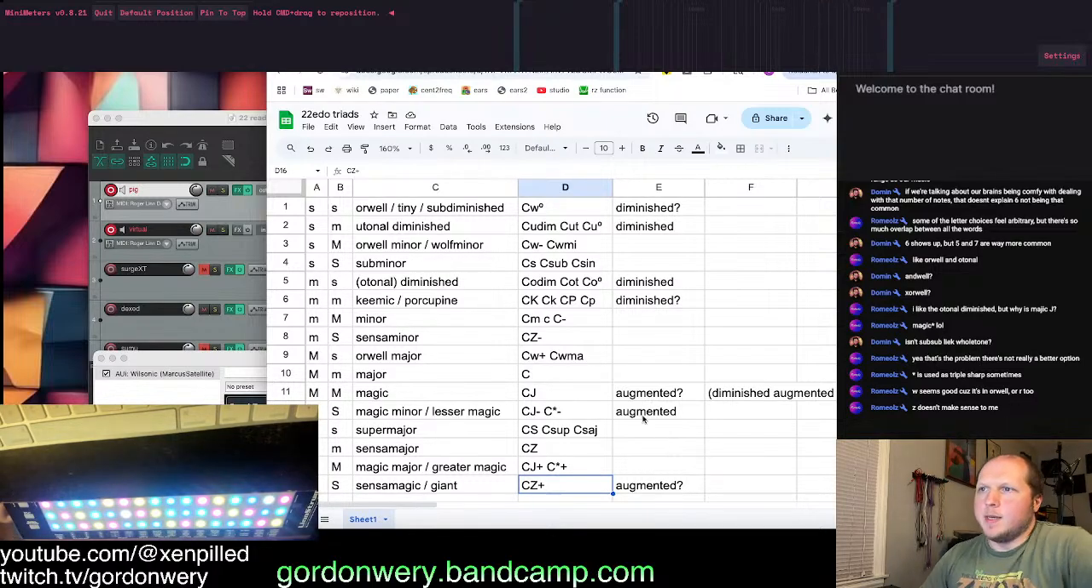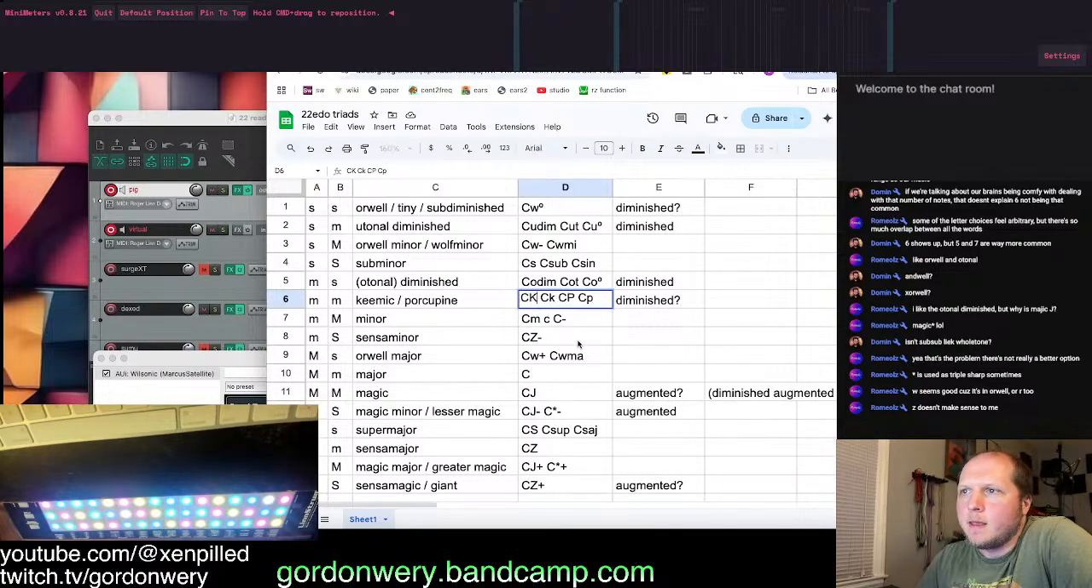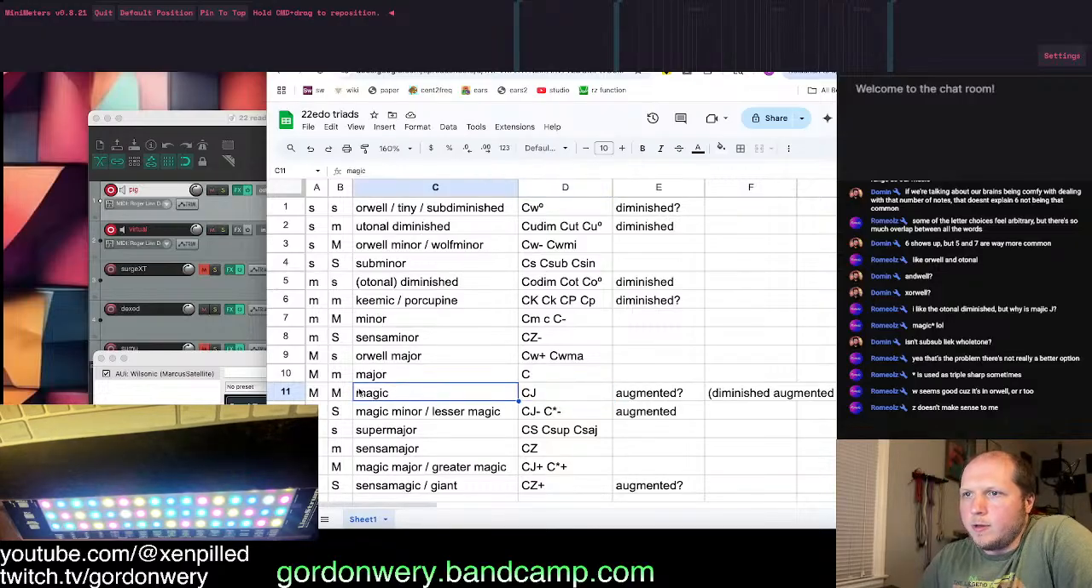I mean, chemic makes sense because it's a K. And I guess Orwell's fine because the W is there. But yeah, maybe there's a way to rename these chords and get a better symbol to go along with them too. I don't really know.